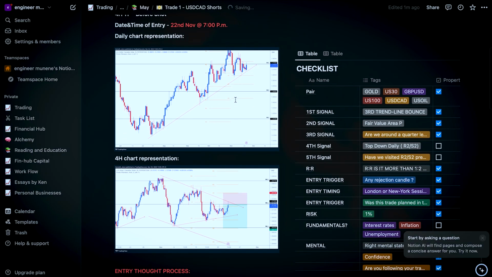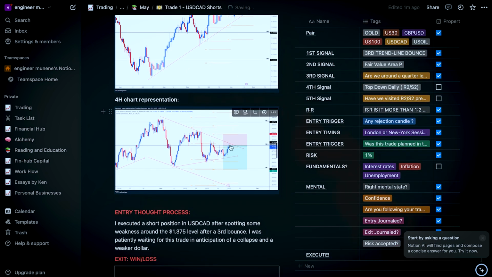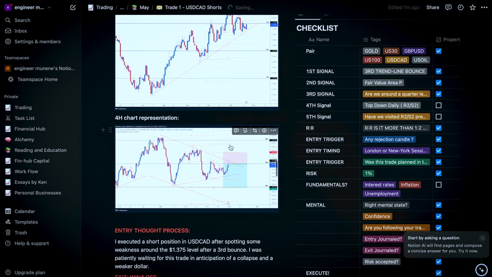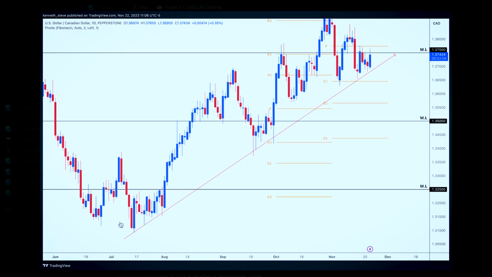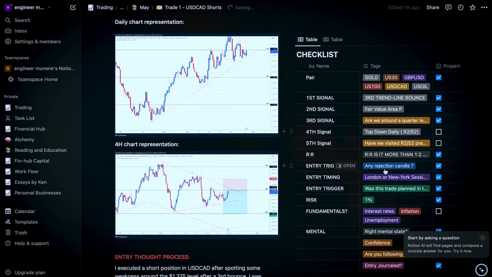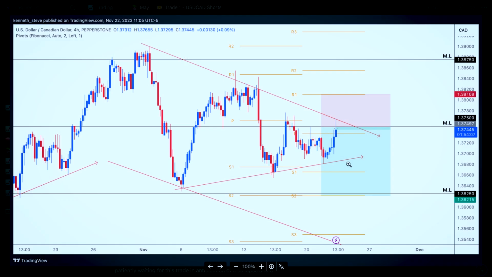Then I'll have the daily chart screenshot, which tells me the pattern that I was trying to look for on the daily chart, and then I'll have the 4-hour chart screenshot, which is my execution time frame. So for example, for this one, I was looking for a move from 1.375 on the daily chart. This is how it looked. I was looking for this move to continue on the downside. And then if you go down to the 4-hour time frame, we had this beautiful first, second, third trend line bounce, which I was looking at for the market to continue moving lower from the 1.3750 level.